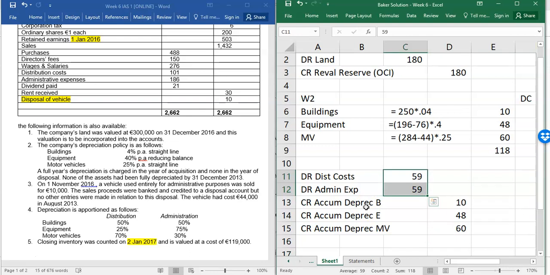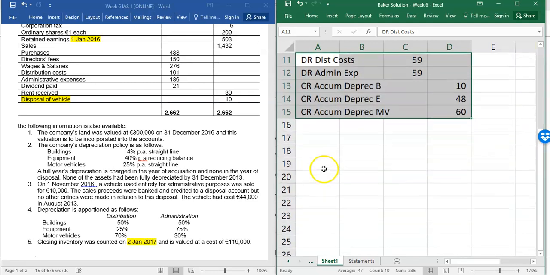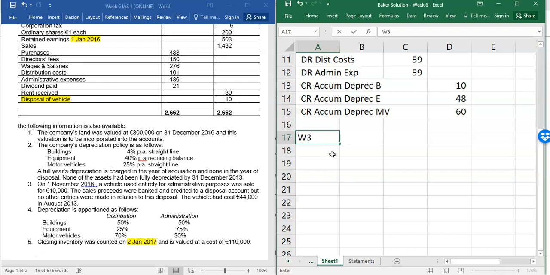So again, what you have to remember now, you're given the journals, but when you're preparing the financial statements, these will have to go in as well. So whatever way you track your workings, you have to get a bit more savvy at that, particularly in terms of your time management. So that brings us on then to working 3.